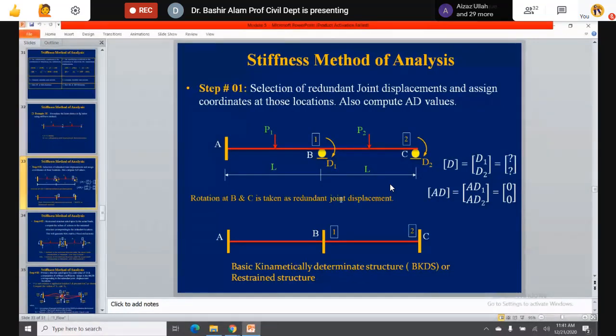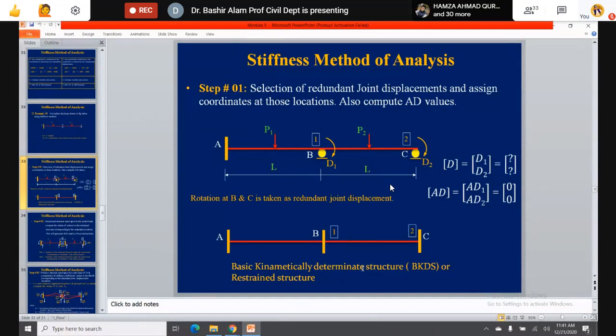Now to make this constraint structure, what we do, at B we provide a fixed support and at C we provide a fixed support. So these are the clamps now. This rotation at B is prevented and rotation at C is prevented. And this is now the basic kinematical determinate structure, which is the restraint structure.